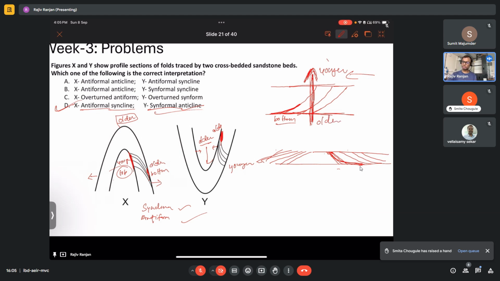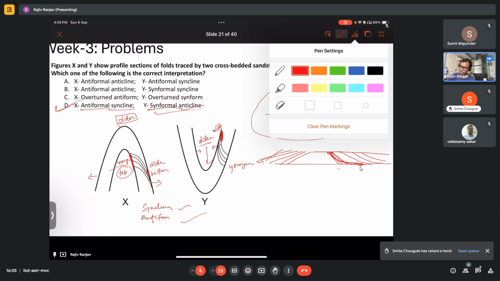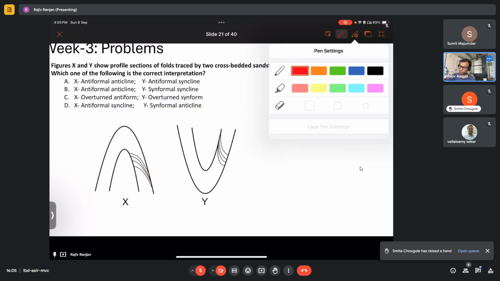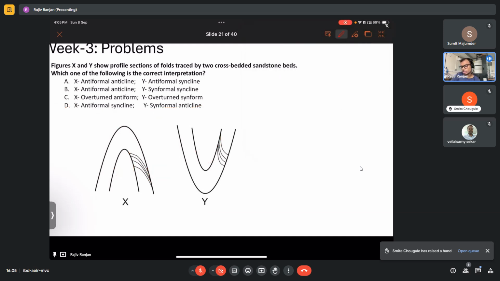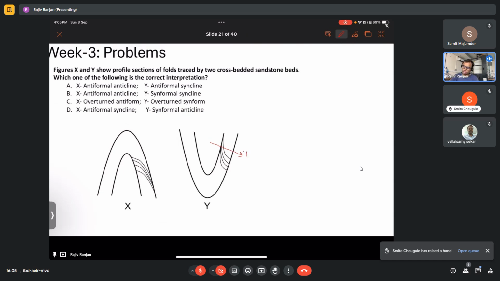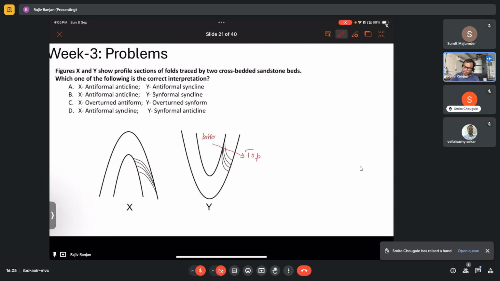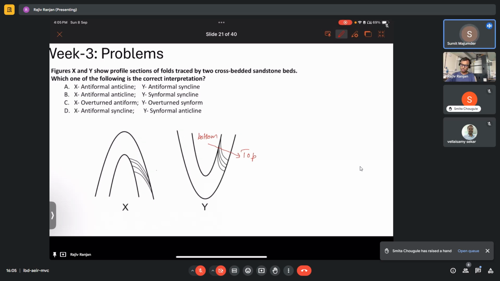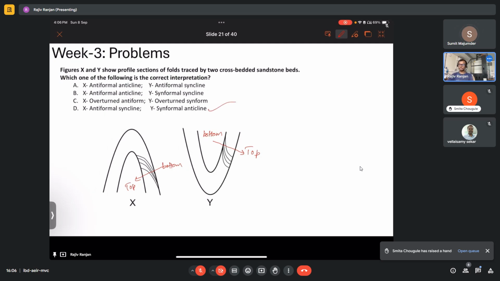So if you use these cross beds as top direction indicators to find the stratigraphic top, what can you see here? Now let me delete everything. Where will the direction be towards? This will be the stratigraphic top. So this is top and this is bottom. Now do you understand, Sumit? Okay. So option D is correct.